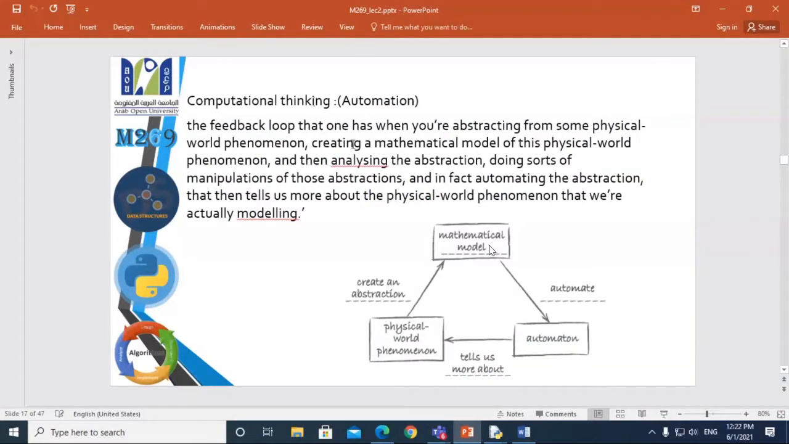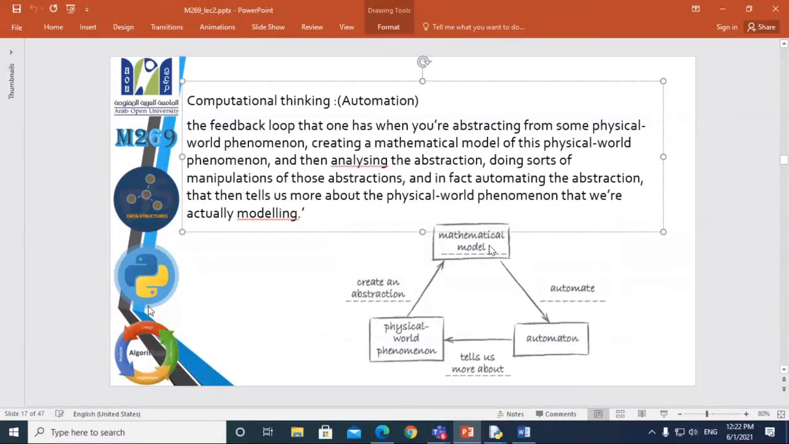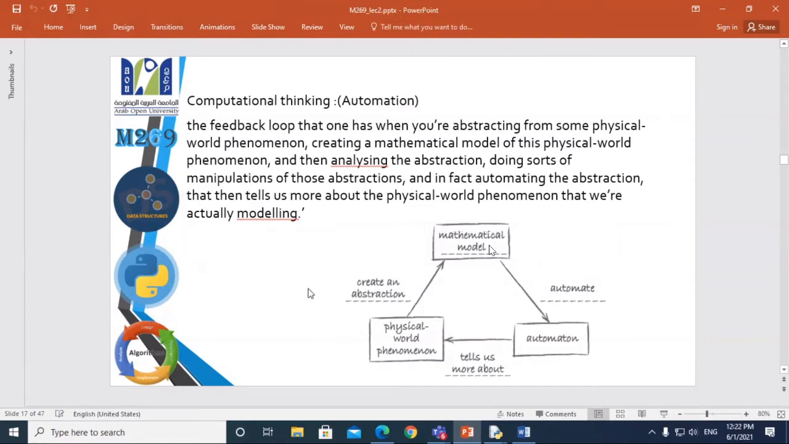Computational thinking is always in a loop until you reach the best solution. Keep in mind, you will never reach the best solution. If you said you reached the best solution, then you have a problem.